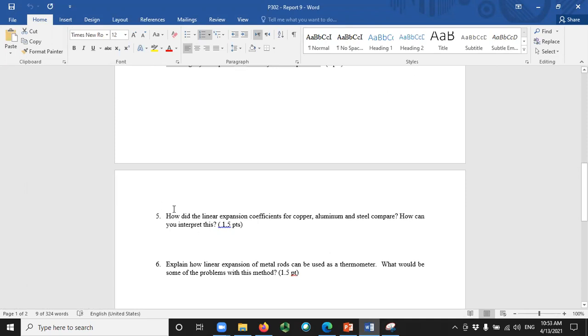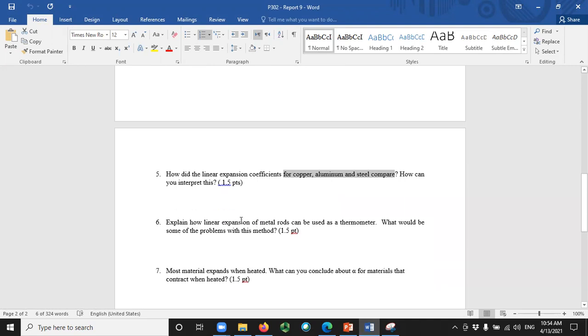Now, if we compare the 3 coefficients, which one is greater, the coefficient of the copper or the coefficient of aluminum, and interpret your results. So you need to think, if we increase alpha, what do we expect? For the material that has a greater linear coefficient, what do we expect?